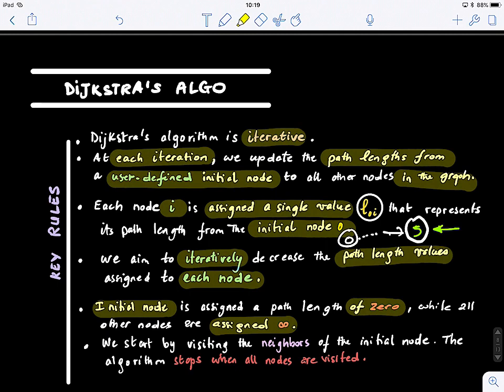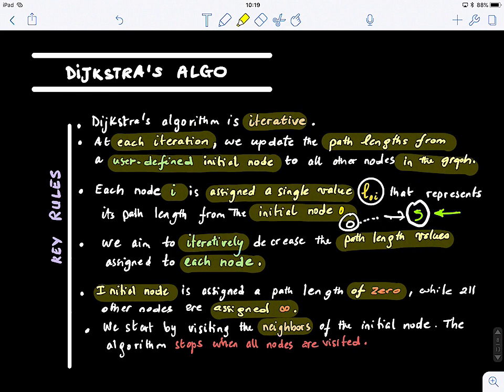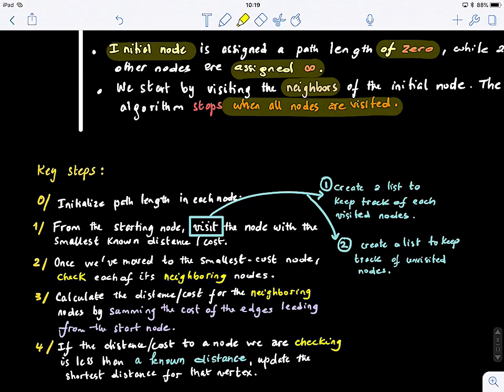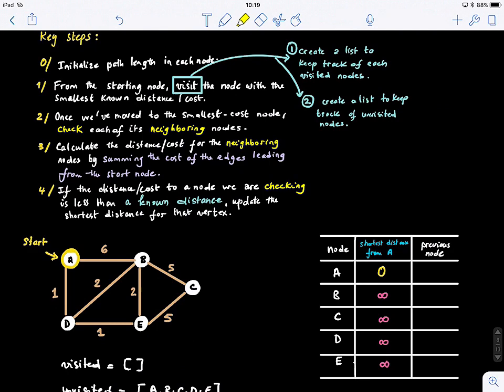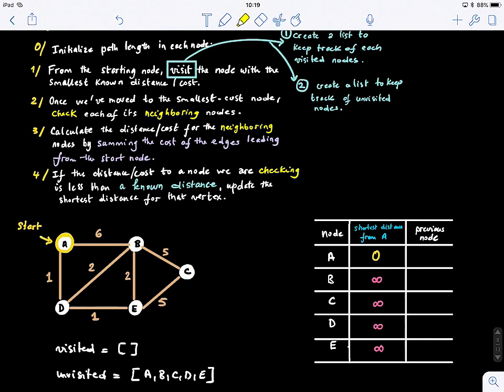So we start by visiting the neighbors. The key rule here is to start from the initial node and visit its neighbors. Once we visit the neighbors of the initial node, we keep applying these rules progressively until we have visited all nodes in the graph, and that's when the algorithm stops. Here are the key steps of the algorithm. We will look at these key steps and apply them to this graph together, step by step. The first thing is we need to initialize the path length in each node.